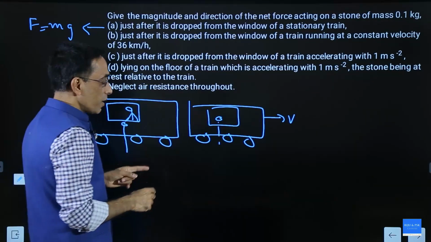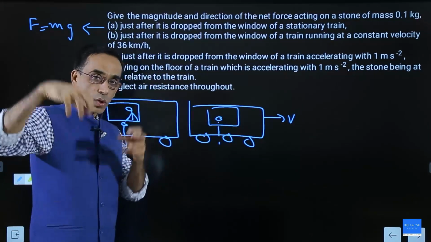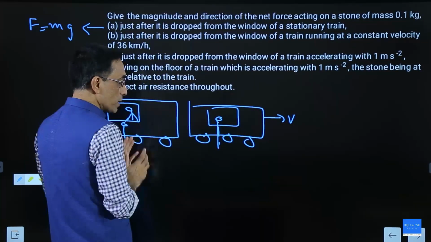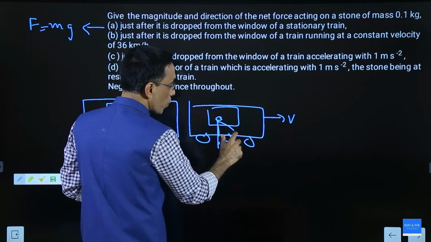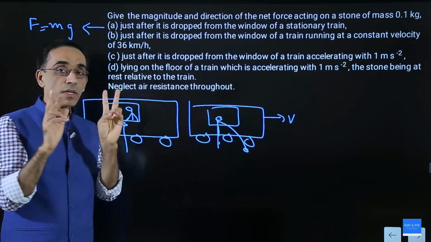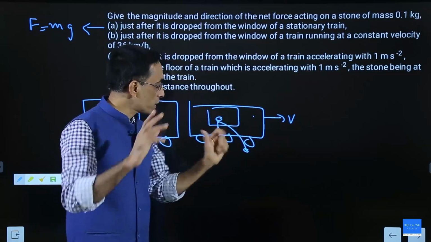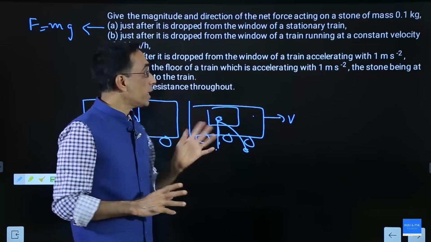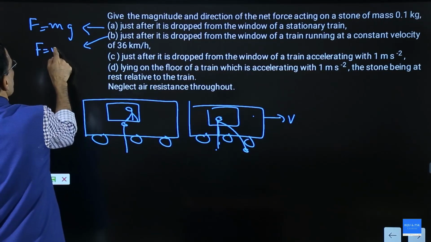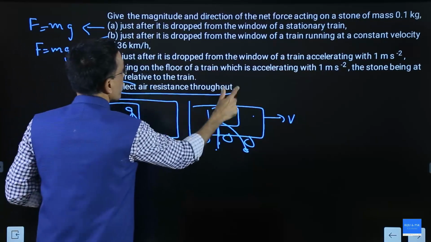Then for the person inside, the person who is dropping it, it will appear to be falling in a vertical line downward. But for a person outside, it will fall forward along the direction of motion. The path depends on the observer. For the person in the train, this is the path. For the person outside, this is the path. But anyway, there is only one force acting, and that force is again F equals mg. Air resistance is neglected because it is given, neglect air resistance throughout.